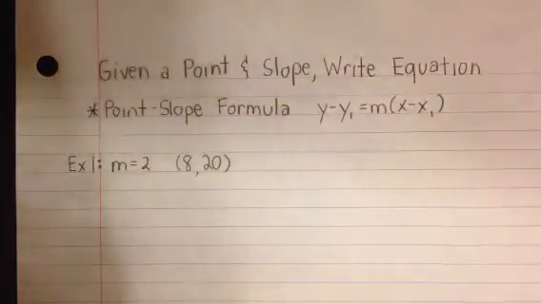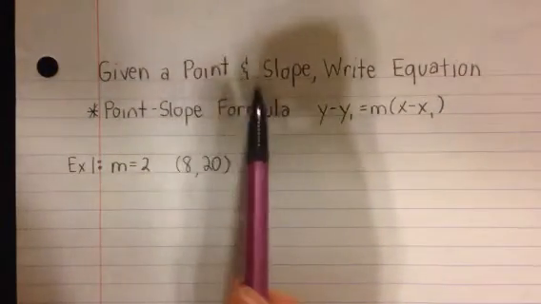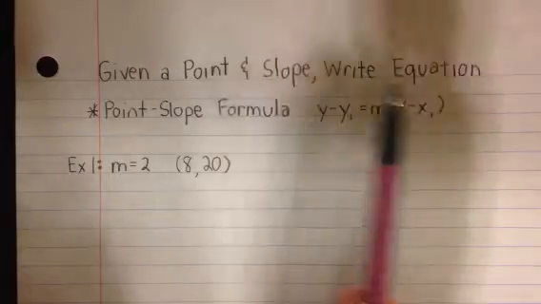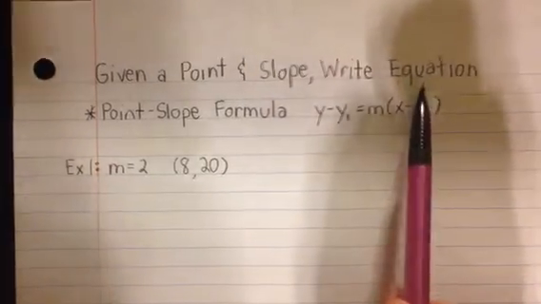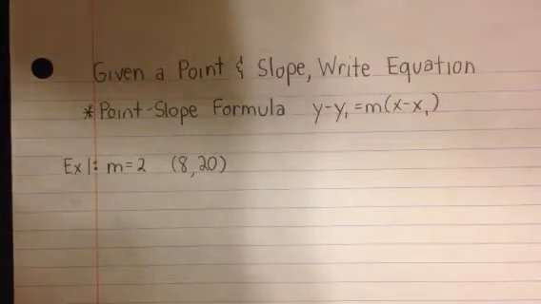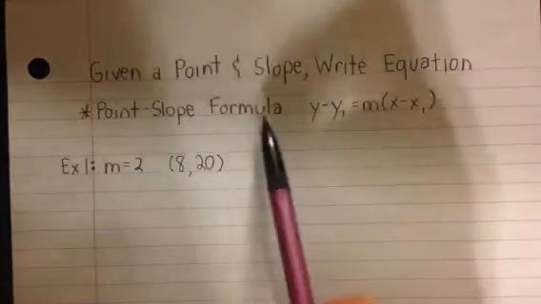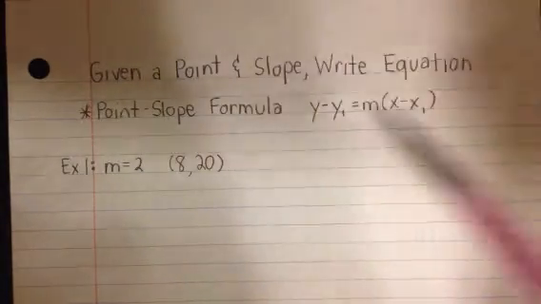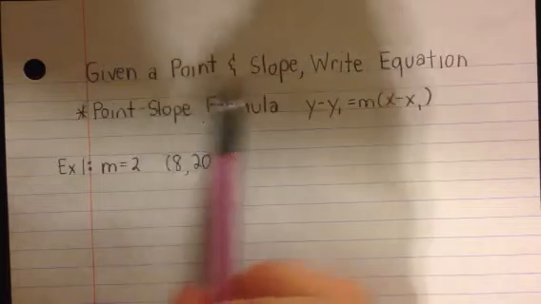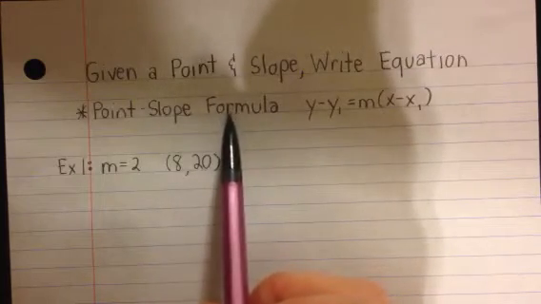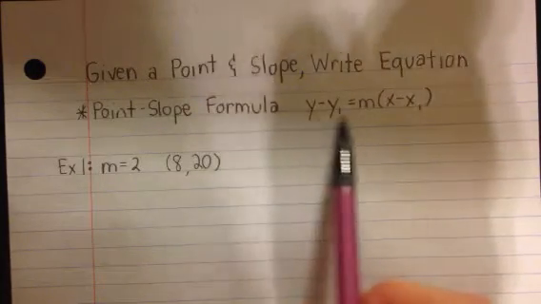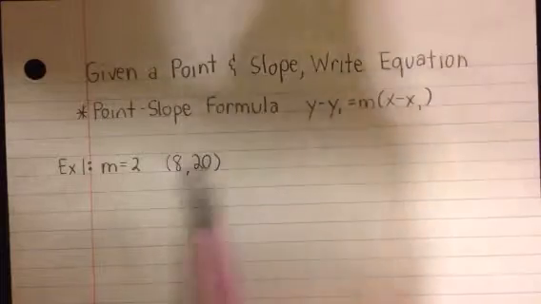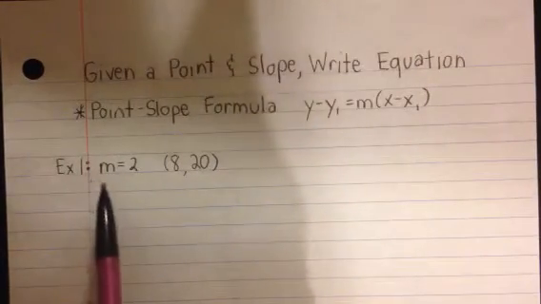Today we're going to talk about if you are given a point and a slope, how you would write the equation. So in order to do this, we're going to use what's called the point-slope formula. Okay, and so this makes sense. Point-slope: you're given a point, you're given a slope, and you're able to write the equation. So we're going to use this formula today to plug in and write an equation.